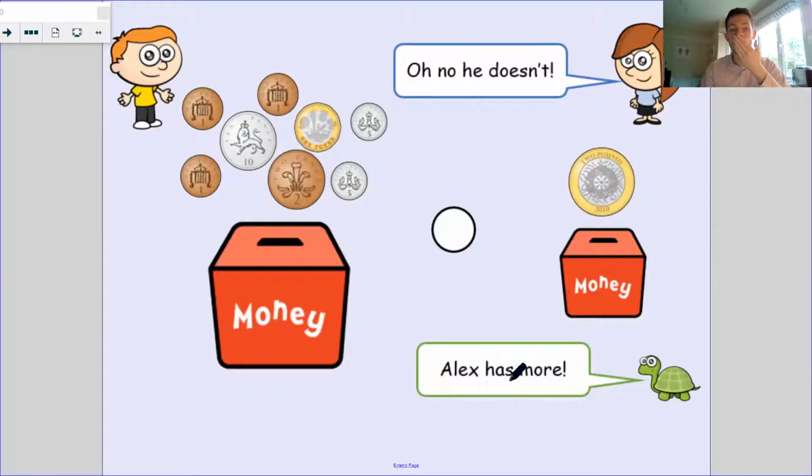Oh, no. I was wrong. Just because he had the biggest money box and he's got some of the biggest coins, he doesn't have the most money. I can see Alex has got £1, £1.10, add another £5 and 5 pence. So 5 add 5 is 10. So that's £1, 10, 20, 22, 23, 24, 25. £1.25. That's how much Alex has got there.